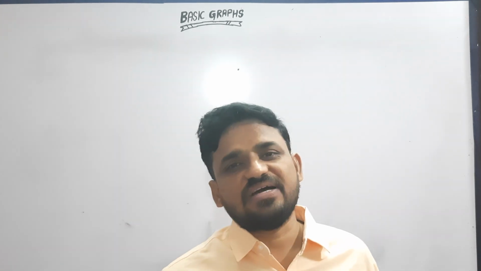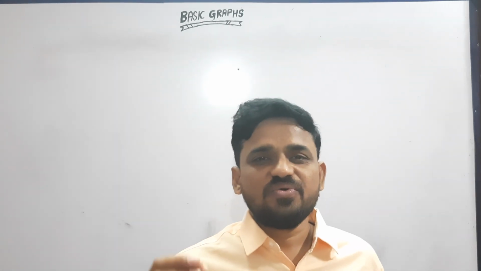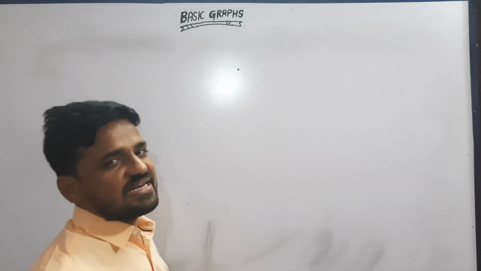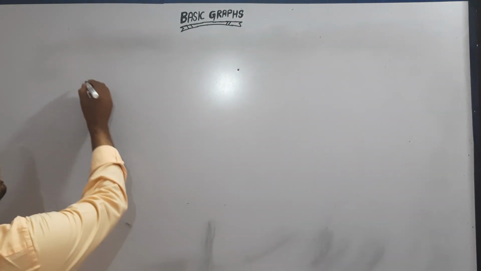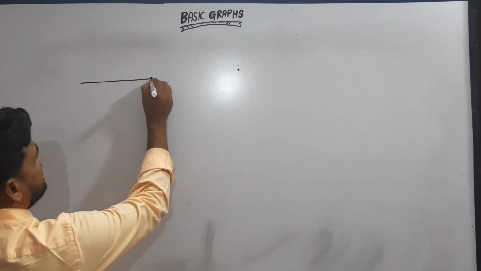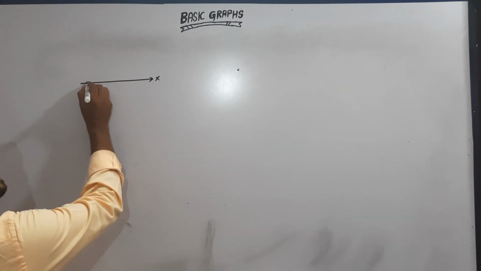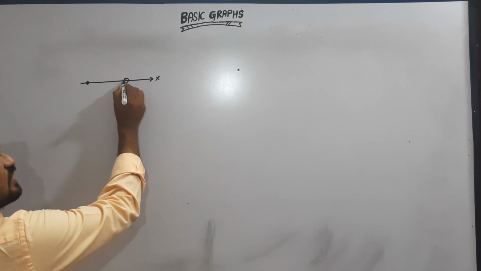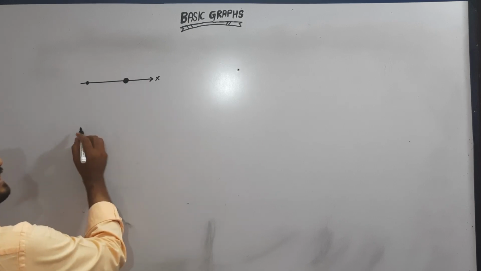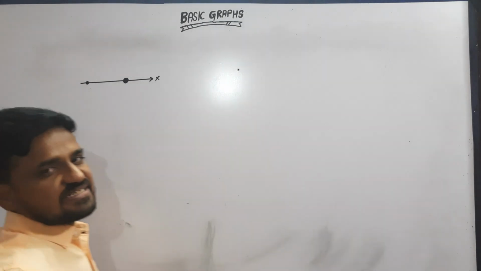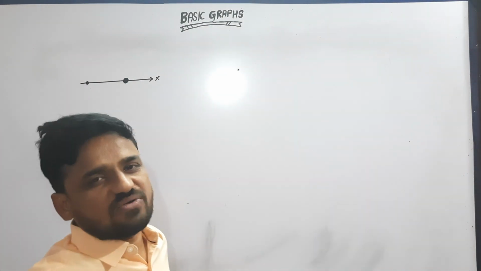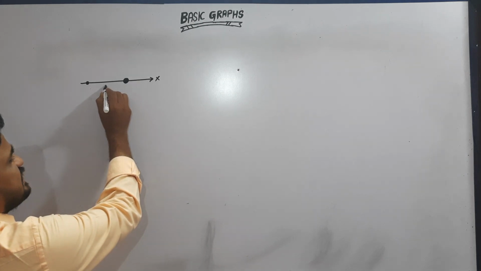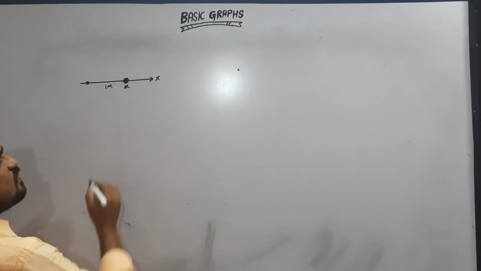For plotting of graphs, we use coordinate systems. There are three coordinate systems. One is this, the one-dimensional coordinate system. This is the origin, meaning the reference point. To locate the position of a point, we need one axis, that is the one-dimensional coordinate system.